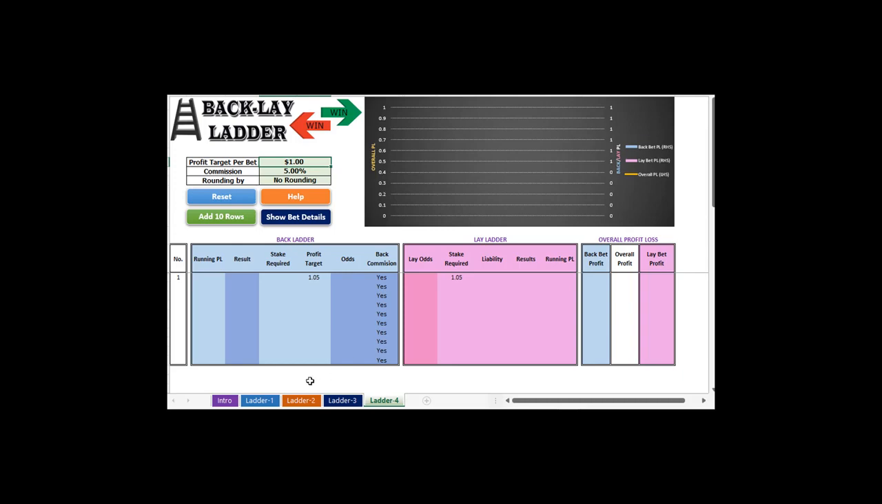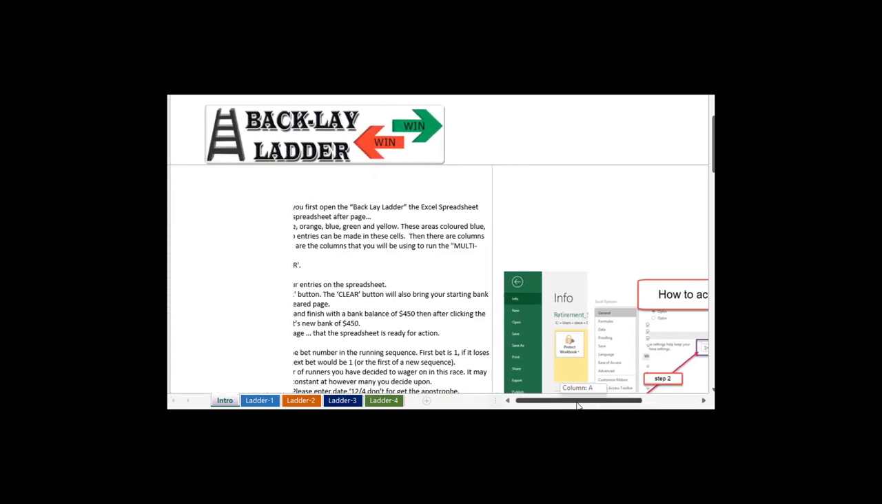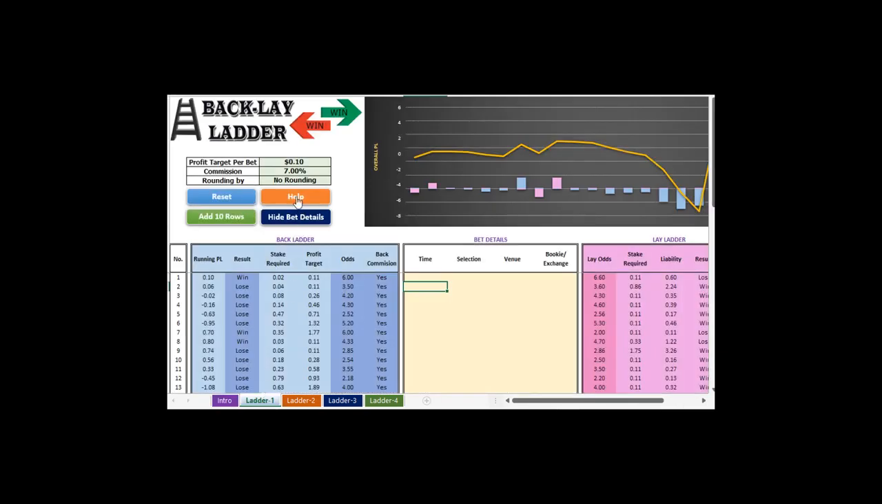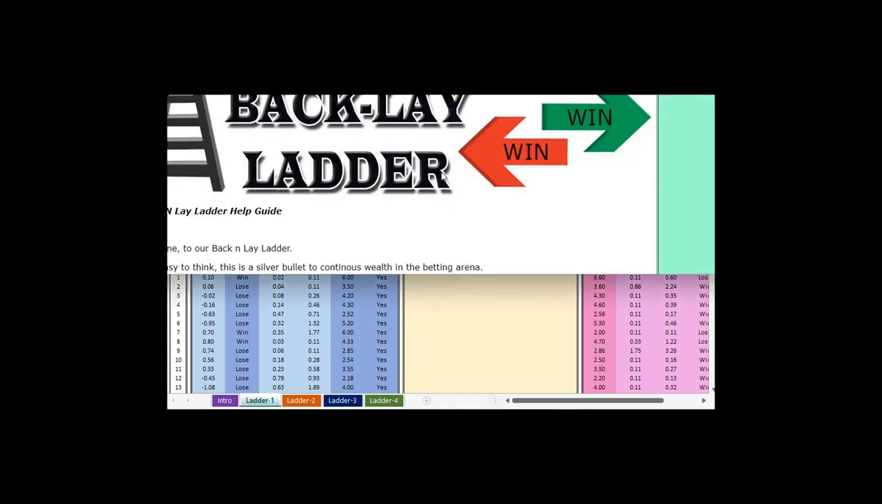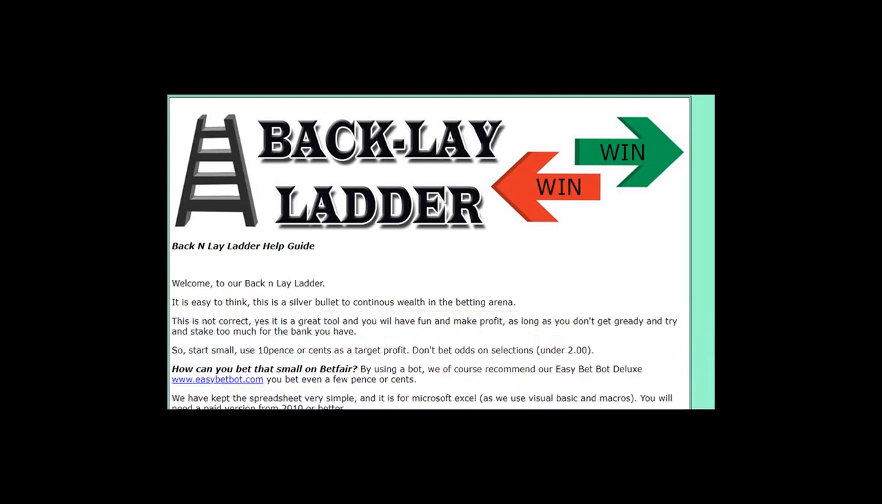Okay, so the intro, if you click on that, it will just tell you how to work it if you have to activate macros, and this little bit in here will tell you about the back lay ladder. But if you click on the help button, it takes you to the help page, and it will have a tutorial video much the same as the one you've just seen here.